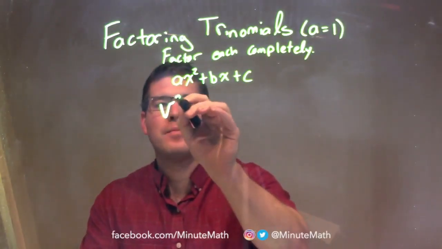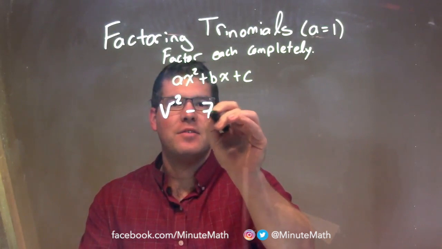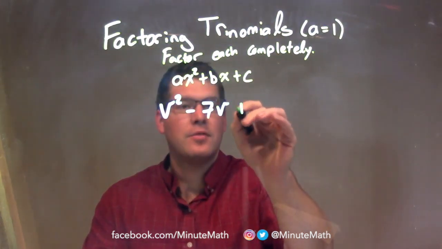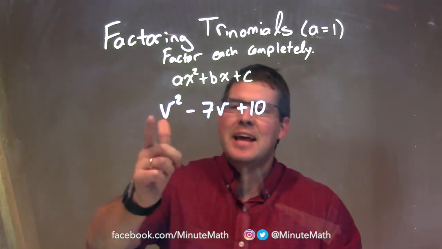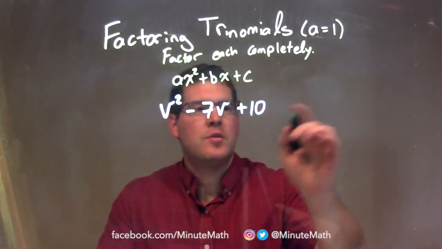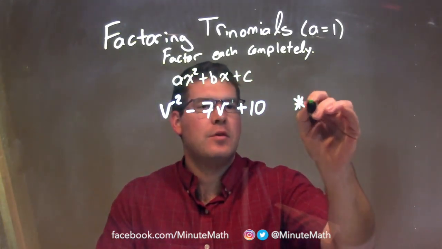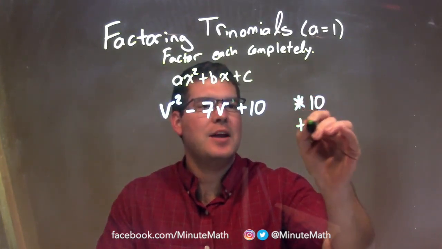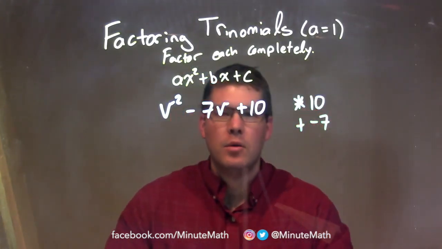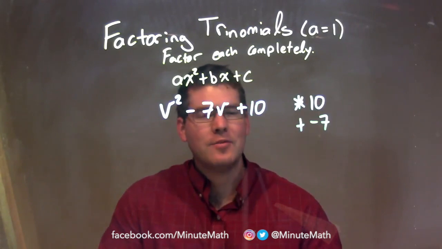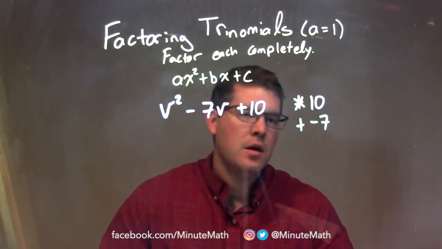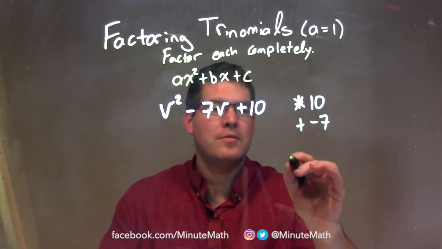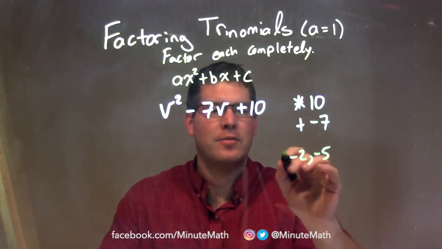b squared minus 7b plus 10. All right. Well, since we have an a value of 1 right there, I can ask myself this question. What two numbers multiply to be our c, which is 10, but add to be our b, which is negative 7? Well, both are going to have to be negative because they're multiplying to be positive, but adding to be negative, right? So those two numbers I'm thinking are negative 2 and negative 5.